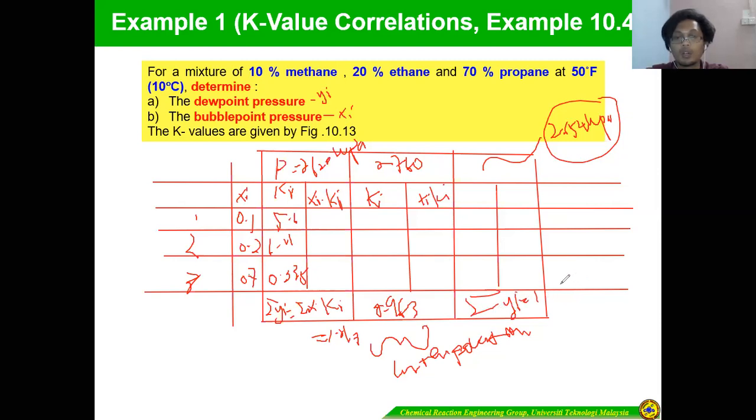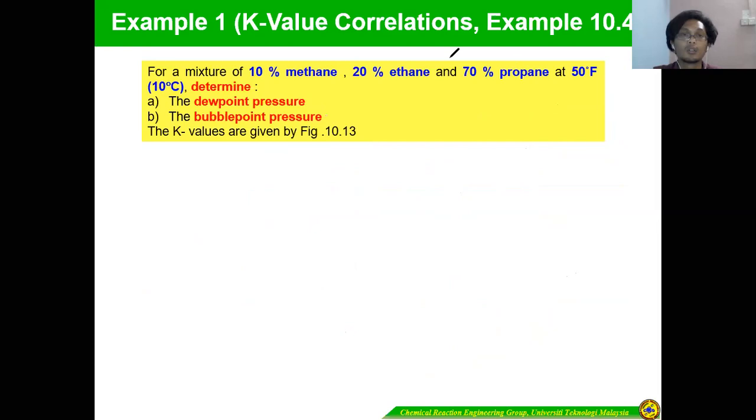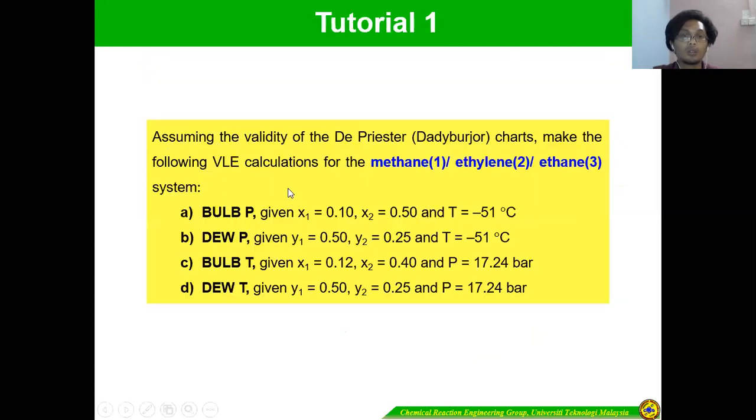If below or higher than 1, you have to do interpolation, or you have to guess more for the value of the pressure. So I hope this explanation is clear. And you can do the tutorial. This is a tutorial, and we will discuss on Sunday. So this one you have to calculate bubble P, dew P. This one I already showed you the examples. Please do for bubble P and dew P.